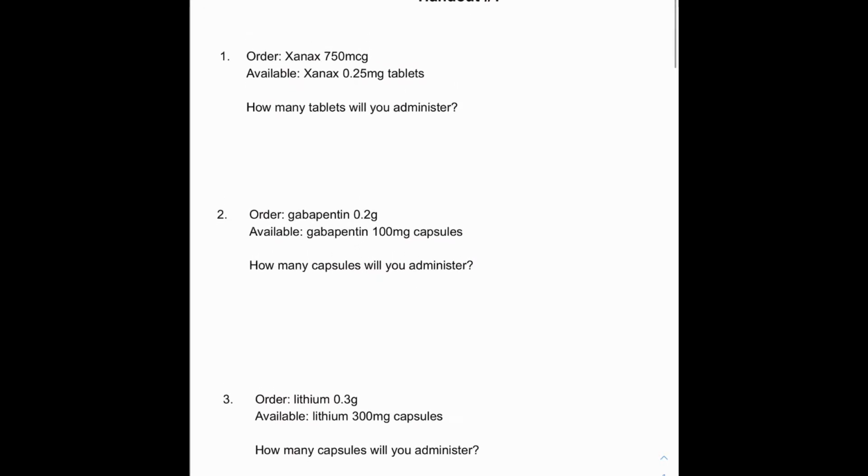So, number 1, order is Xanax 750 micrograms. Available is Xanax 0.25 milligram tablets. How many tablets will you administer? So the first thing we're going to do is look at what this is asking me. Ultimately it's asking me how many tablets am I going to administer. So our answer is going to be in tablets.